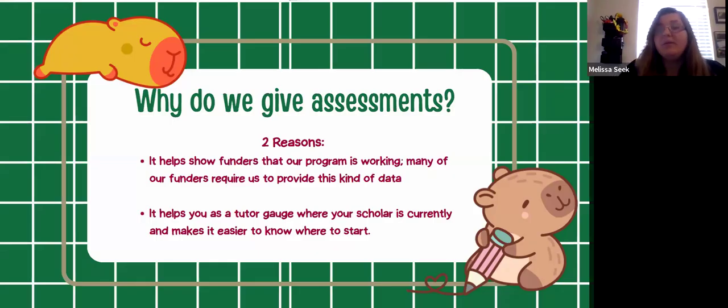And then the second reason is it also helps you guys as tutors gauge where your scholar is currently, and it makes it easier for you to have a starting point. So we heard a lot in the past 2-3 years that a lot of our tutors felt like they didn't know where to start with their scholars. They weren't sure where to begin with, what book level, kind of what to do and where to go. And so putting this in your hands gives you that immediate feedback. Okay, I can tell just by listening to my scholar that they're maybe not reading at their grade level. I should start them with some smaller books.